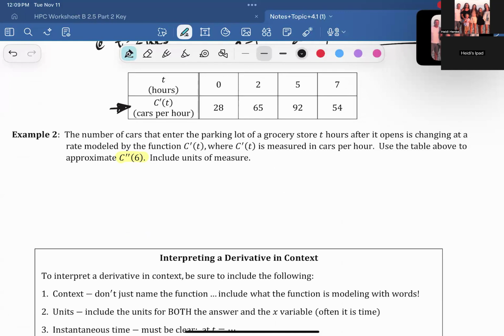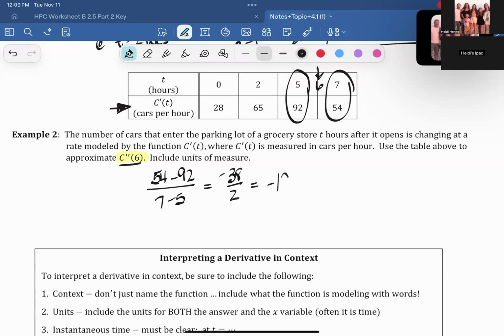Okay, so just like the last one, we don't have 6. 6 would fall right here in between 5 and 7. So we're going to use these 2 pieces, and we're going to do C prime minus C prime over time minus time, which will give us C double prime. That's going to be the rate of change of C prime, right? So that's going to be 54 minus 92 over 7 minus 5, which is negative 38 over 2, or negative 19.